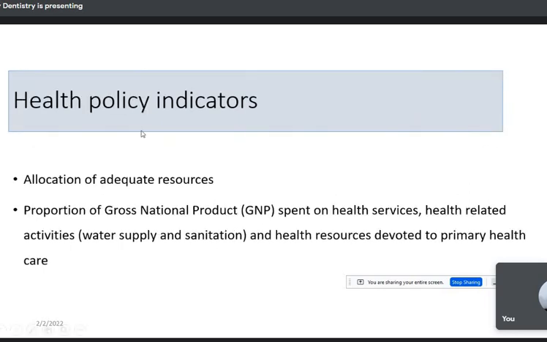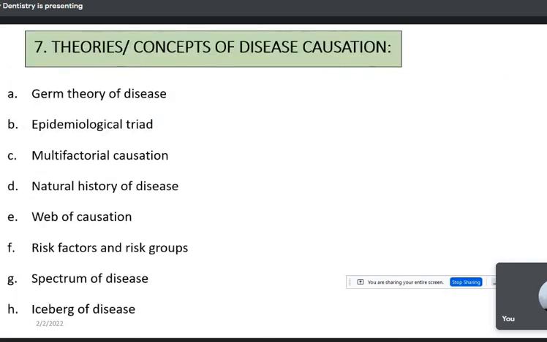And the other is the health policy indicator. Here, that is the allocation of adequate resources, the proportion of the gross national product spent on health services, health related activity, and health resources. Last time I told you there is something called gross national product and gross domestic product. The gross national product includes the income from the people inside the country as well as the Nepali citizens who are staying outside the country. That is the gross national product. So the proportion of gross national product which is spent on health services or health related activity is the health policy indicator.